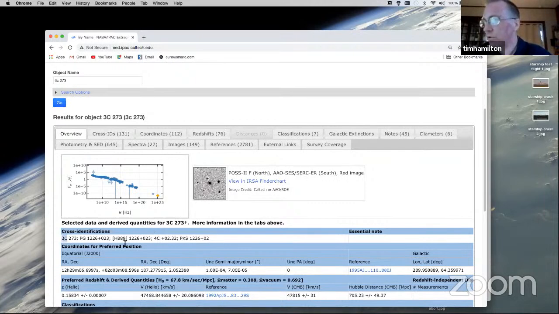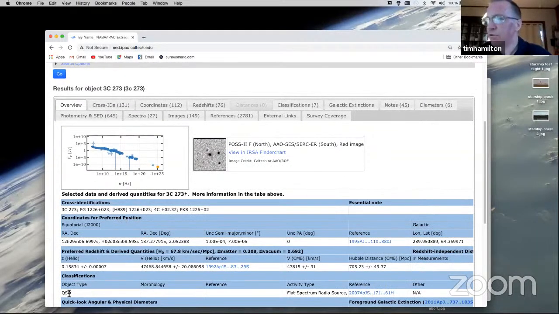It has many different catalog names, and that's only a small selection of them. It has the spectral energy distribution, which is like a low resolution spectrum. If you click on here, you can get pictures of it, coordinates, redshifts, and so on. First of all, let's make sure that we came up with the object we intended. If I look at classifications, it says QSO, quasi-stellar object, which is like a generic name for quasar. Flat spectrum radio source tells you what kind of radio emission it has.